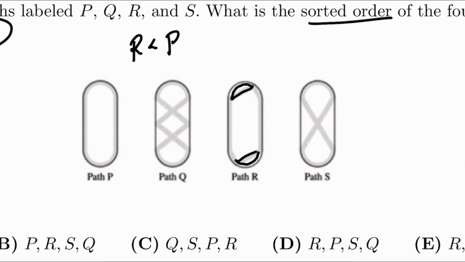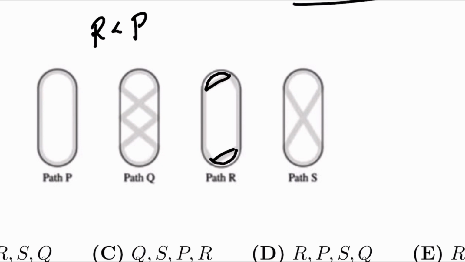And now let's compare P and S. P and S gives us, well, these are the differences for P and S. And the difference is going to be that S goes across like this, and clearly the blue lines are longer than the black lines. Therefore, we would have P is less than S in terms of length.